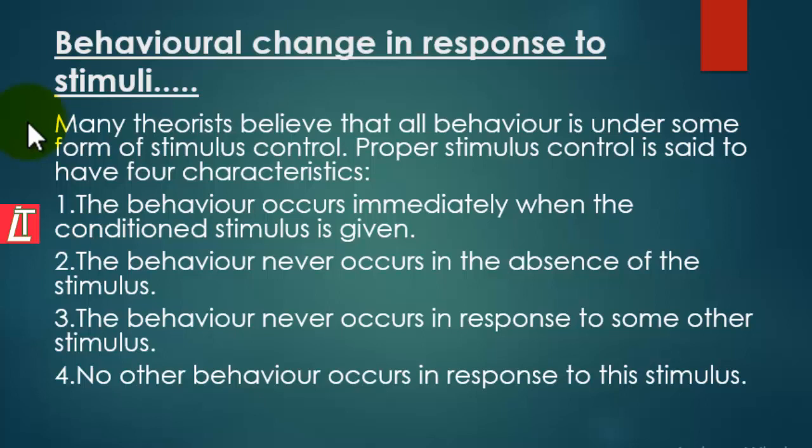Proper stimulus control is said to have 4 characteristics. The behavior occurs immediately when the conditioned stimulus is given. The behavior never occurs in the absence of the stimulus. The behavior never occurs in response to some other stimulus. No other behavior occurs in response to this stimulus.